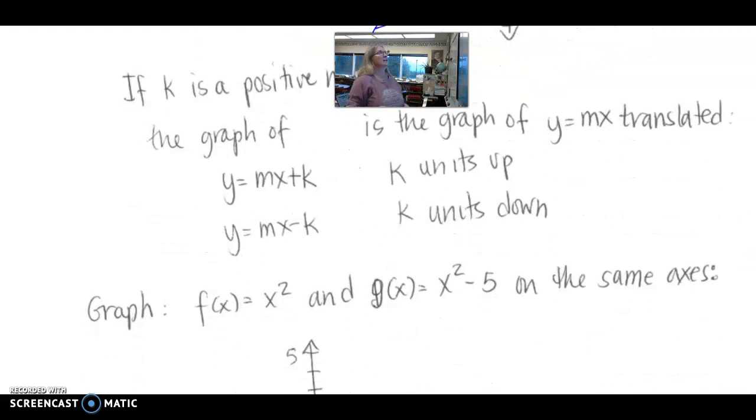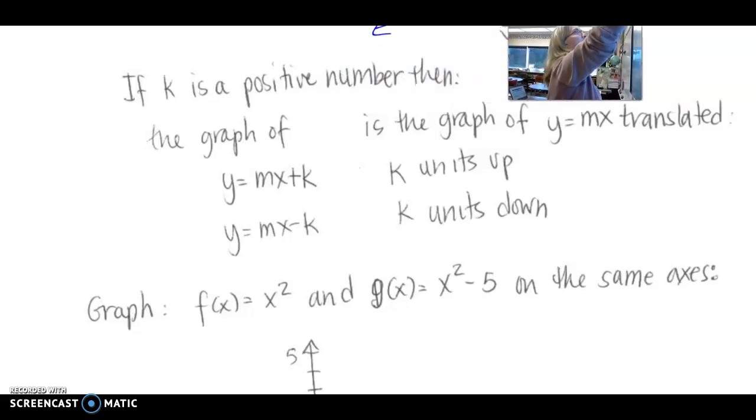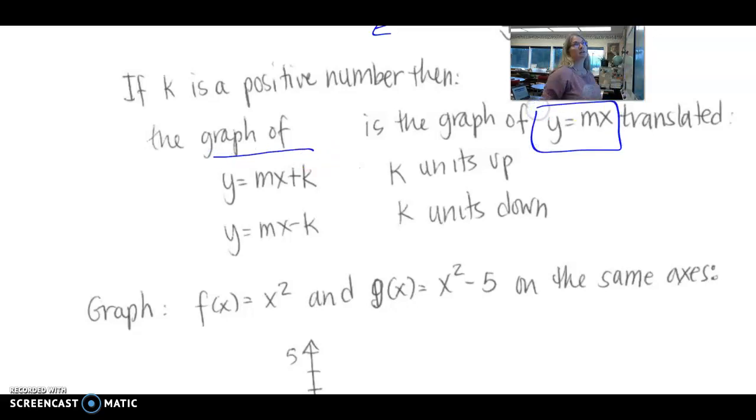Okay, so in general, this is for your notes. In general, if you have a linear function, and this actually works for all functions, but if you have a linear function, y equals mx, if that's our initial graph, if I add a number k, it's going to make the whole graph go up k units. If I subtract a number k, it's going to make the graph go down k units.